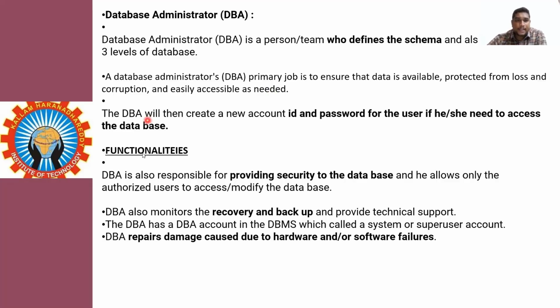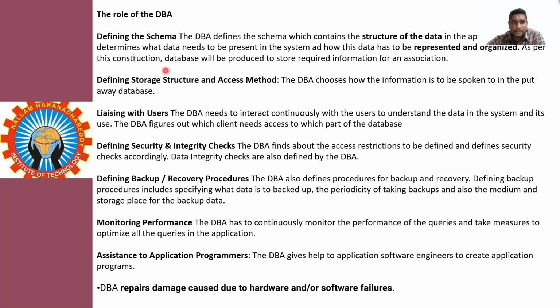Next, he creates the ID and password. We discussed that to access the database, and to keep the database trusted, we maintain ID and password, as we discussed in the labs. So the DBA is a person who defines the schema and interacts with three levels. He has various functionalities. First, we discussed defining the schema, that is the structure of the data.